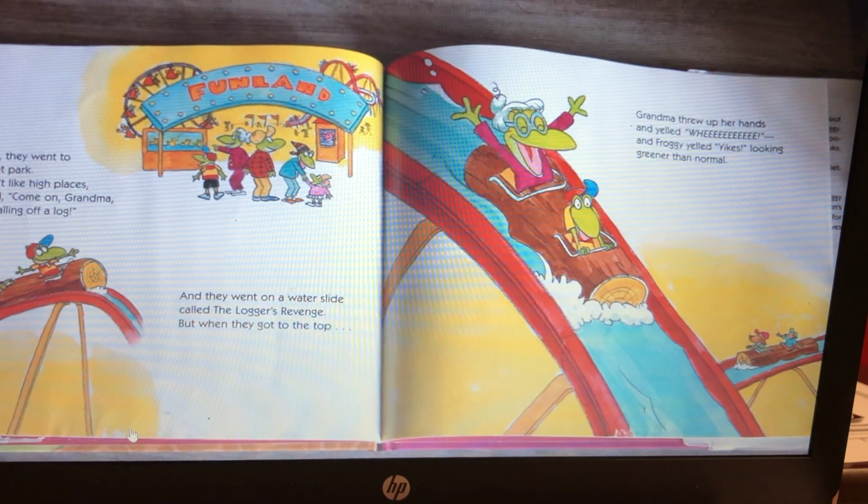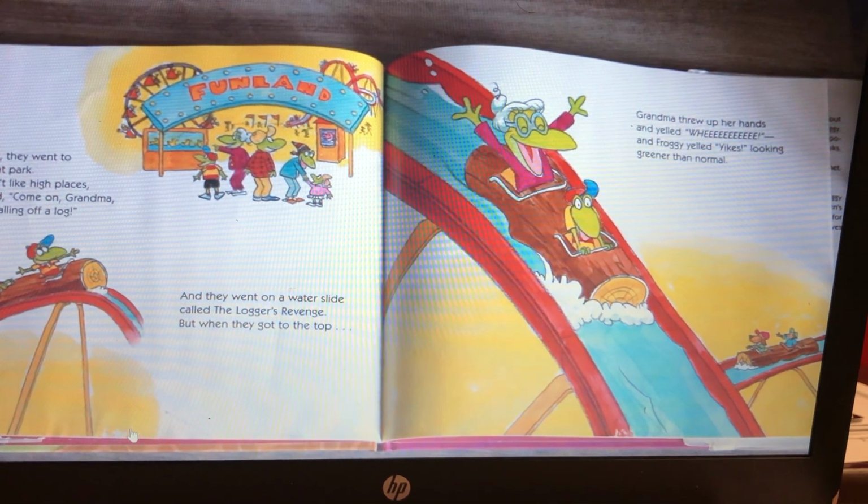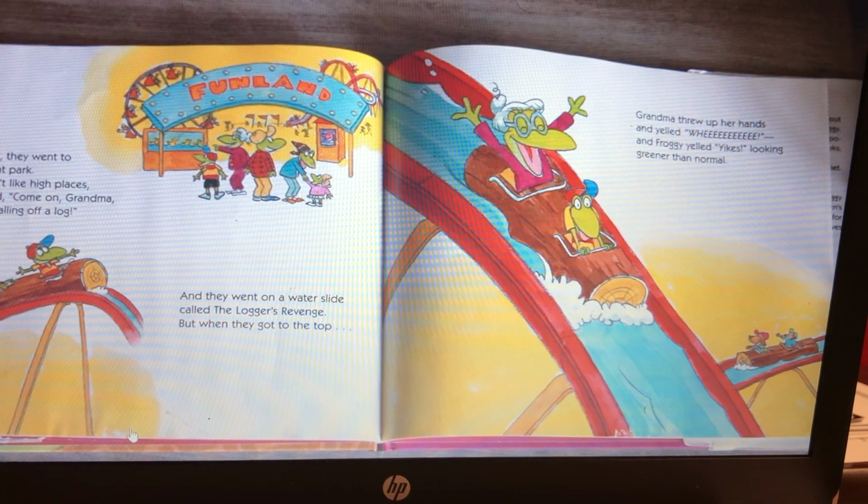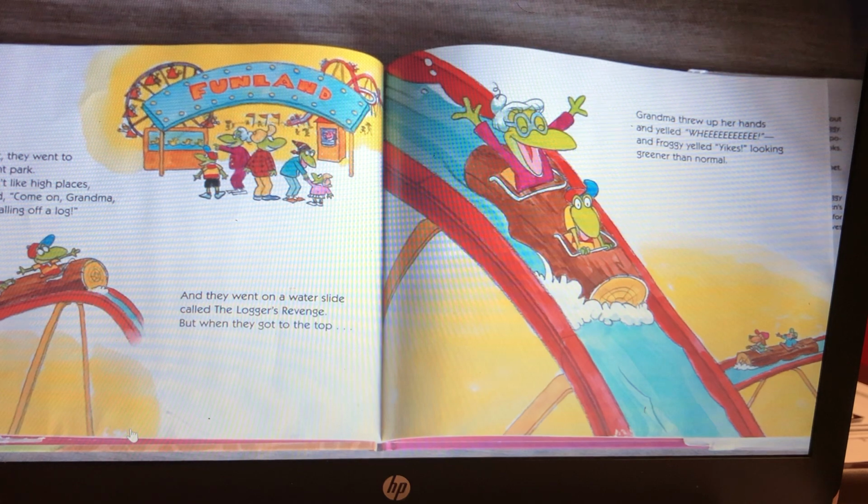The next night, they went to an amusement park. Grandma didn't like high places, but Froggy said, Come on, Grandma, it's as easy as falling off a log. And they went on a water slide called the Logger's Revenge. But when they got to the top, Grandma threw her hands and yelled, Whee! And Froggy yelled, Yikes! Looking greener than normal.